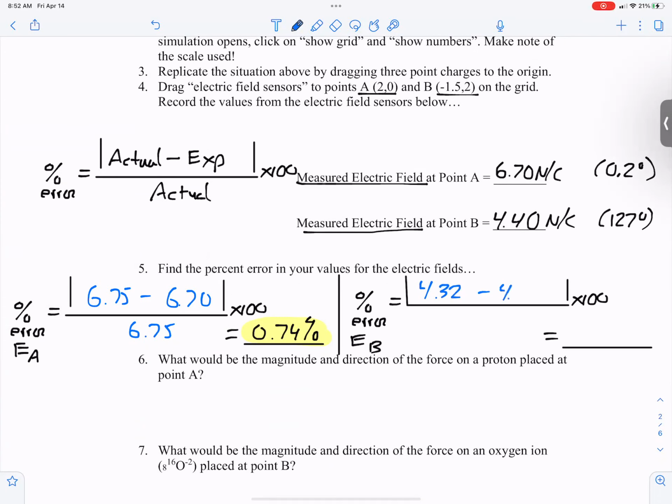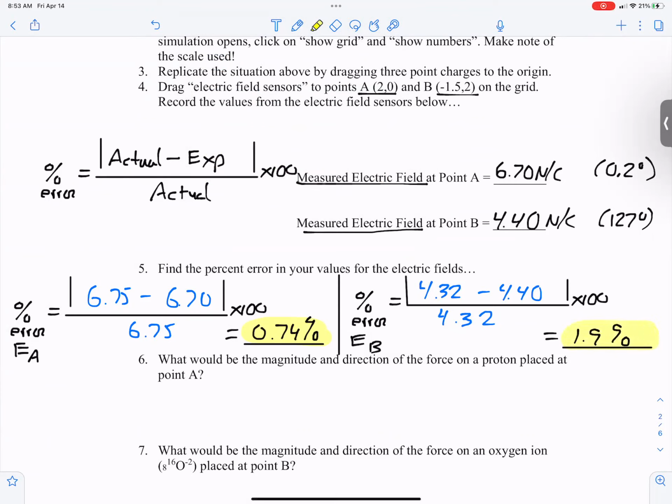4.32 minus 4.40 divided by 4.32. Because we have absolute value bars set up, we do not have to worry about the fact that the numerator is going to be negative. You get to ignore it. And we get about 1.9 percent error. Again, also pretty low.